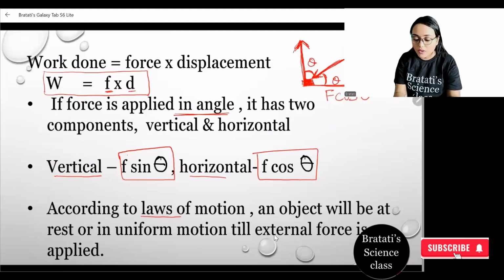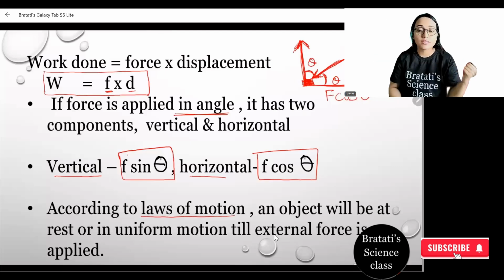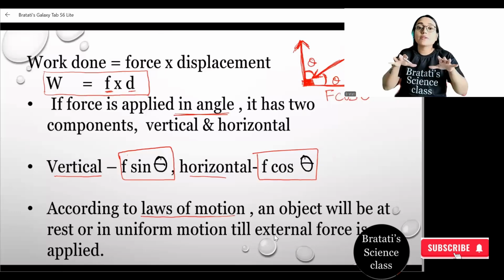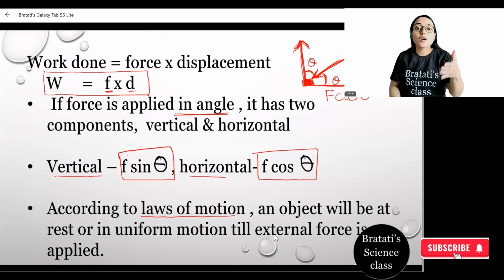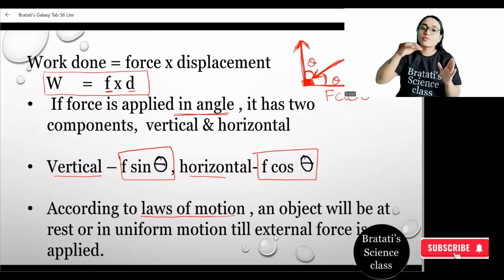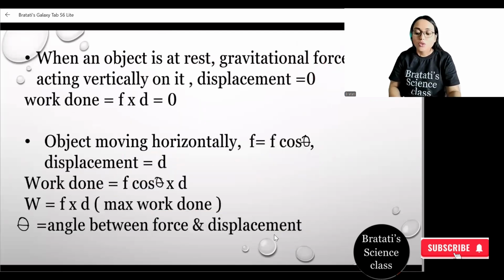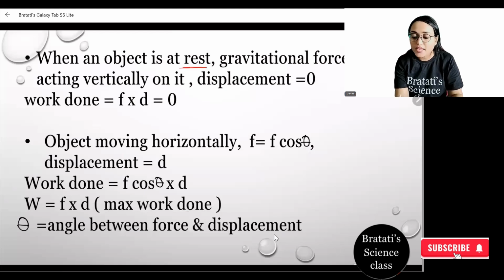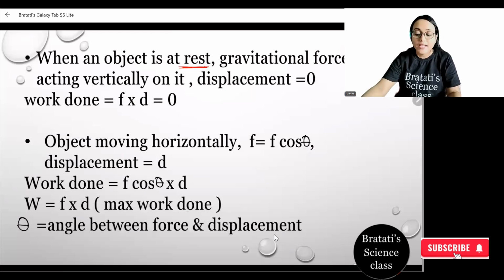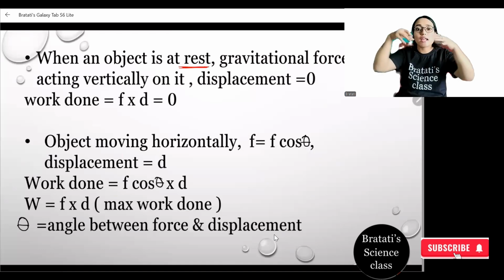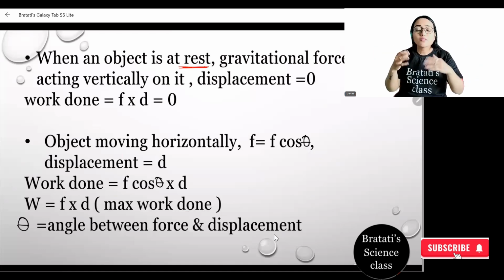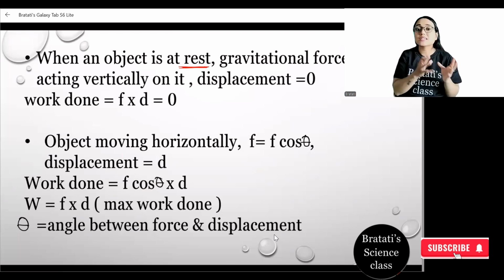Now, according to Newton's laws of motion, which we learned in the last chapter, an object wants to stay at rest or in uniform motion until an external force is applied to it, right? So with these laws, we can tell that when an object is at rest, only the gravitational force is being applied, the one we call the weight, that is m into g, the mass and the gravitational acceleration acting on that object.